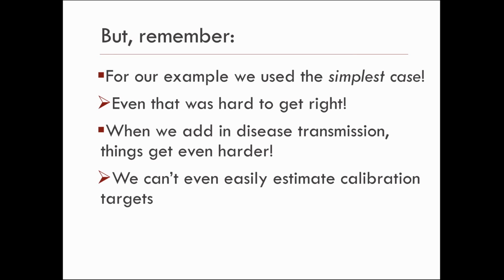So we assumed that we knew the important things for an individual's life history, but we weren't trying to figure out transmission of infection. We weren't trying to figure out the environment. We weren't trying to figure out neighborhood effects or anything like that. When we add in pieces like disease transmission, it gets much harder to get something we can think of as the right answer. And part of this is because we can't even easily estimate a causal effect calibration target.